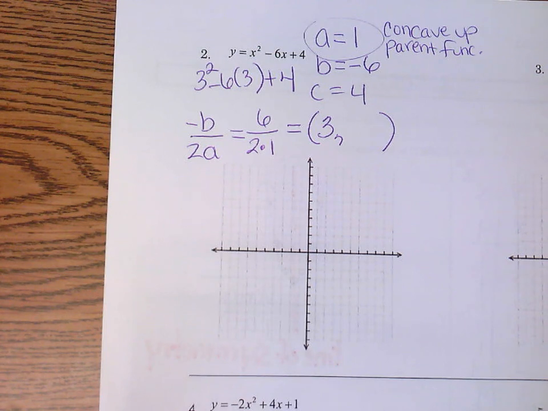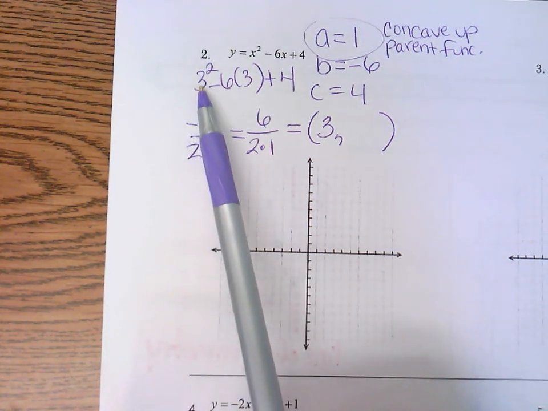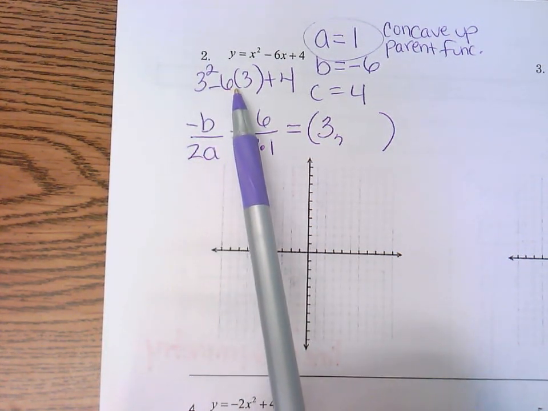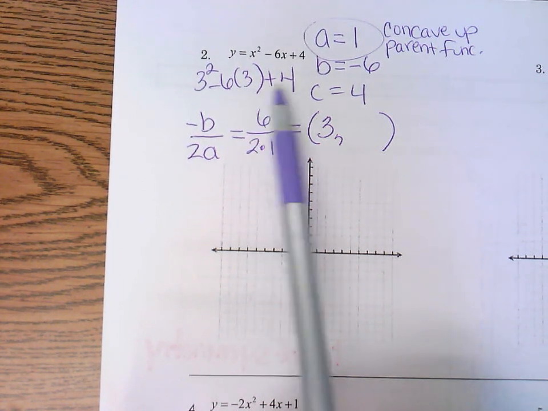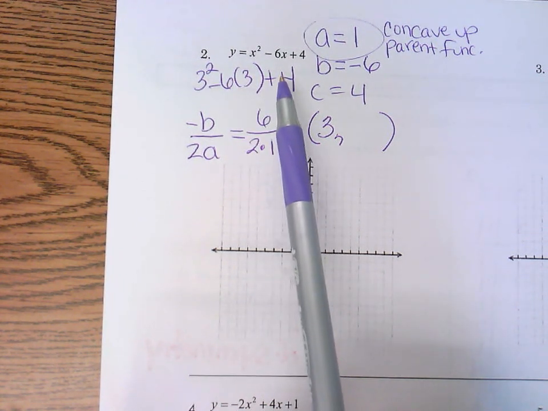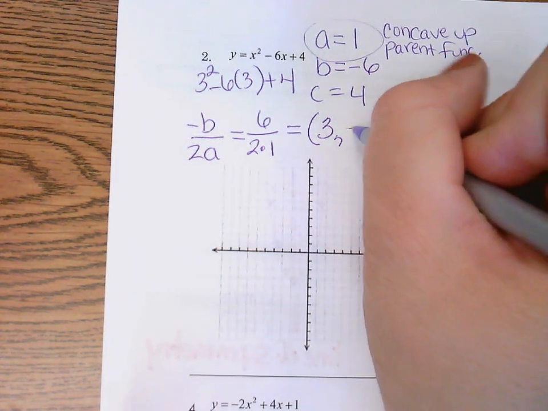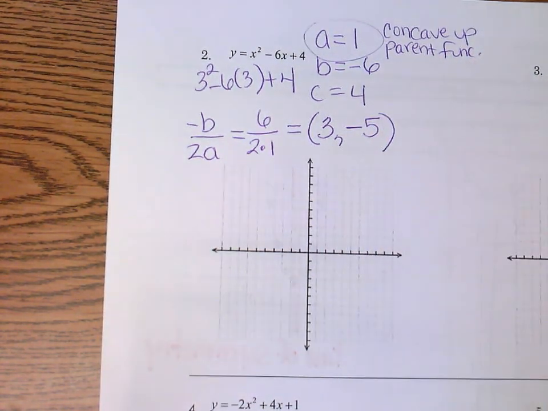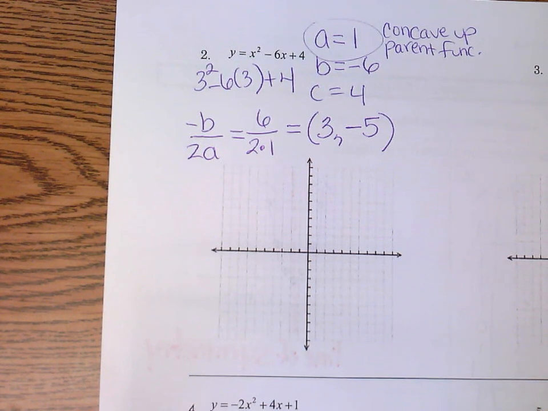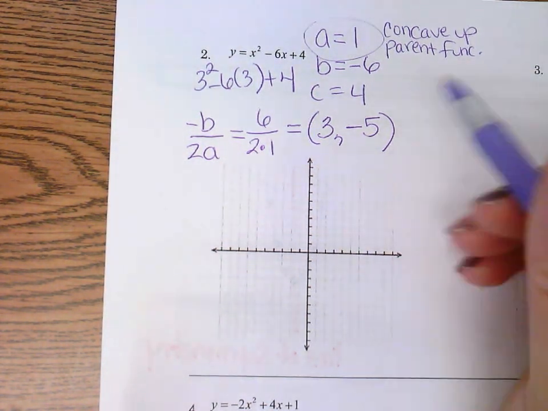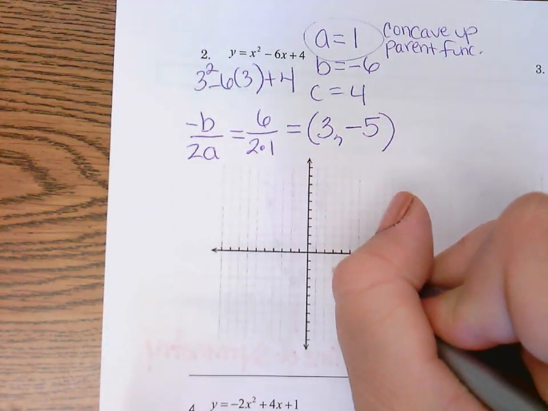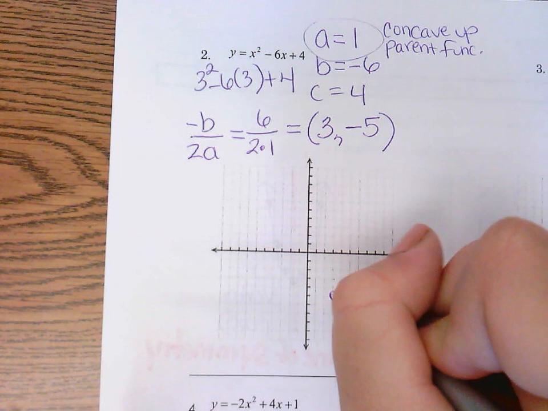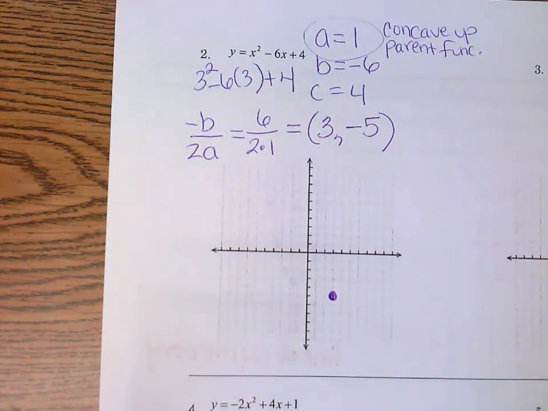So I think we could do mental math on that. 9 minus 18 would just give me negative 9 plus 4. Sounds like negative 5. Check my math, because I tend to make mistakes when I'm talking in front of a group. So if I'm ever off, please correct me so that people don't get confused. So let's see. Over 3 and down 5. 1, 2, 3, 4, 5. There's my vertex.